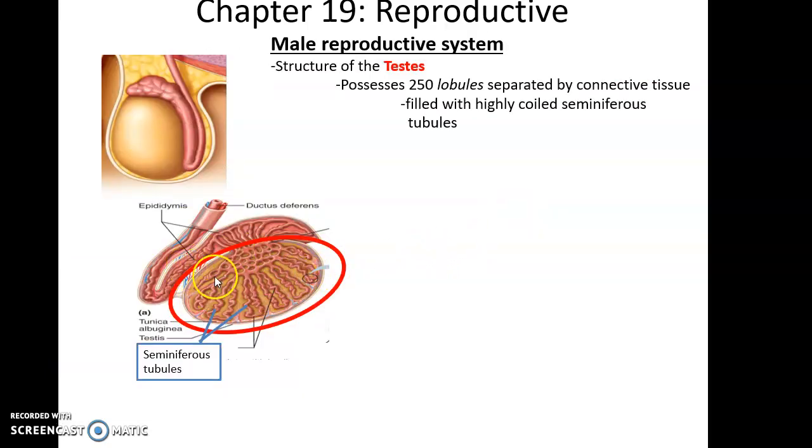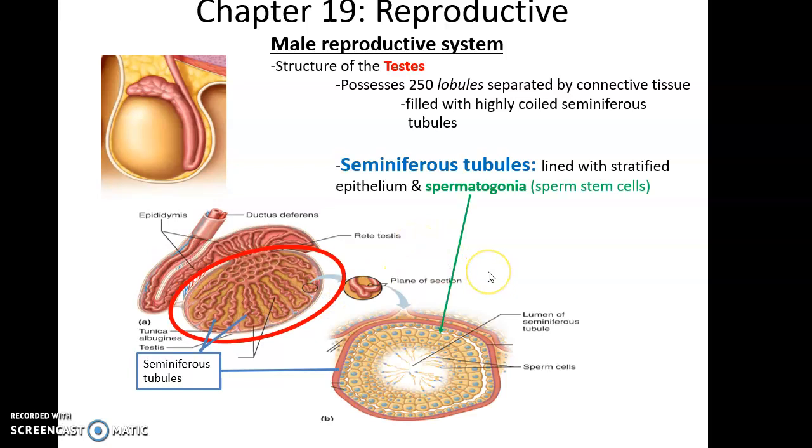All right, when you look at the testes, they have about 250 lobules, and those tiny separate compartments are filled with coiled tubes called the seminiferous tubules. So the testes are jam-packed with these coiled seminiferous tubules. And the seminiferous tubules are lined with stratified epithelium, and also embedded within them are spermatogonia. These are sperm stem cells. So the structure is made by the stratified epithelium, and within that structure are spermatogonia, the sperm stem cells.